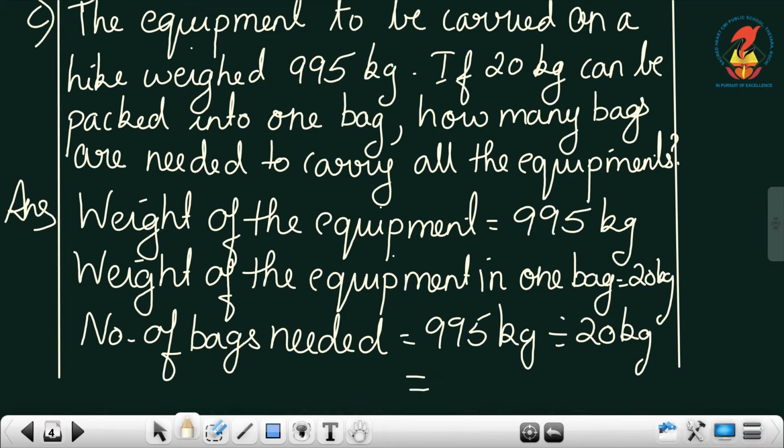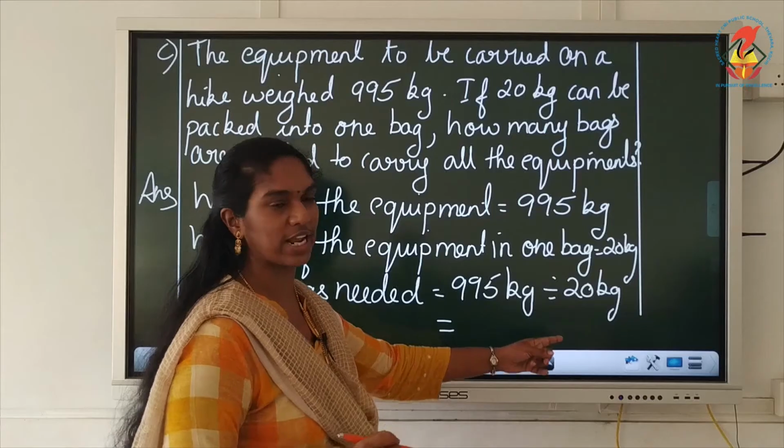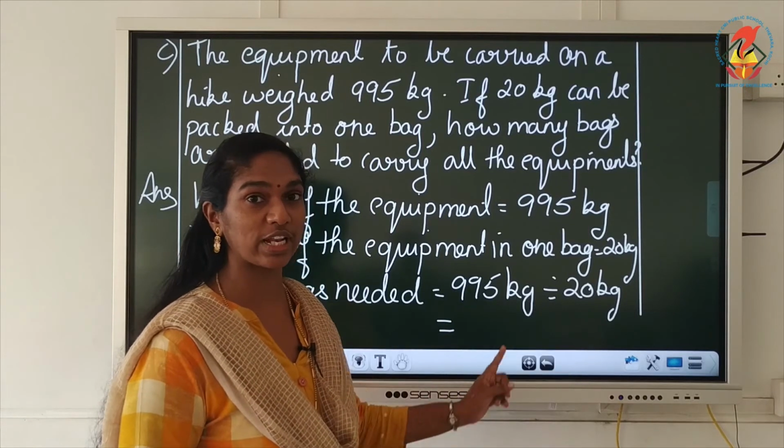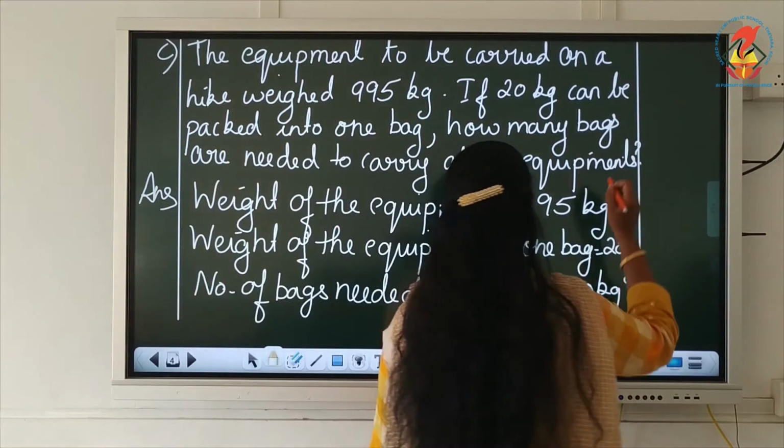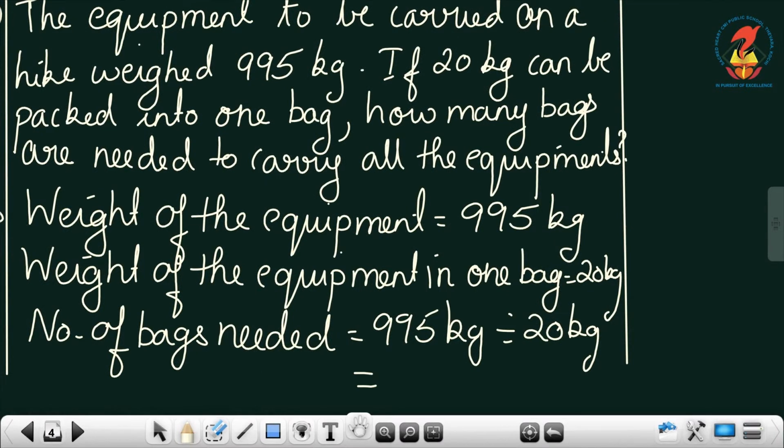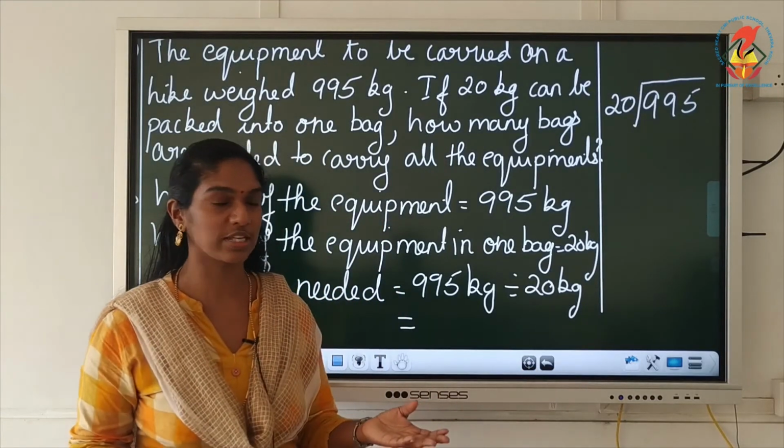They are asking you the number of bags. In the final answer, don't write kilogram. Here they are asking you the number of bags. So we are going to divide and see. 995 divided by 20. It's very easy. If you know 2's table, you can write 20's table.